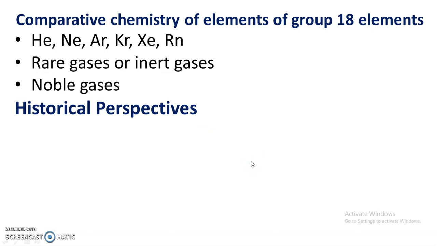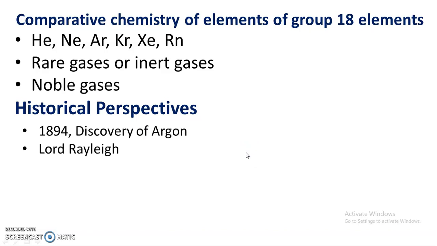Now next is the historical perspective of these noble gases. In 1894 Lord Rayleigh observed that the nitrogen isolated from the atmosphere was found to have a density 0.45 heavier than the nitrogen prepared chemically by the decomposition of ammonium nitrate, and therefore Rayleigh identified a new element, that is argon, in the residue left after heating atmospheric nitrogen with magnesium. So in the year 1894 argon was discovered by Lord Rayleigh.